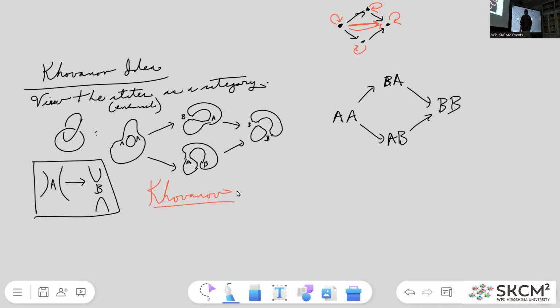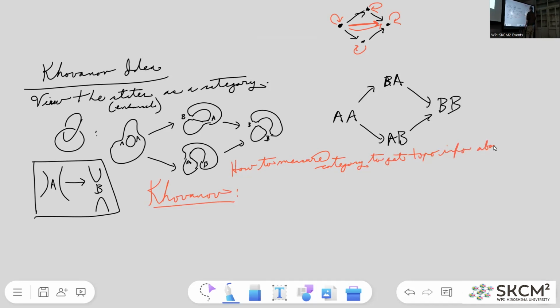Well, the pre-idea is how to measure category to get topological information about the knot. That's the question, right?